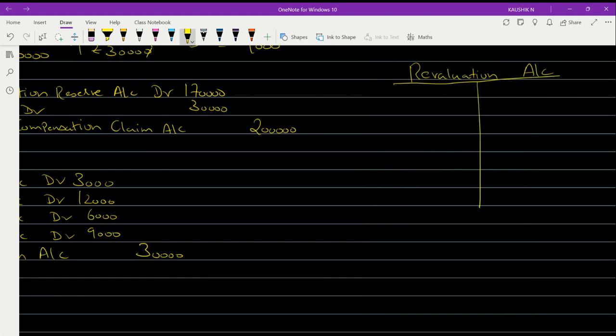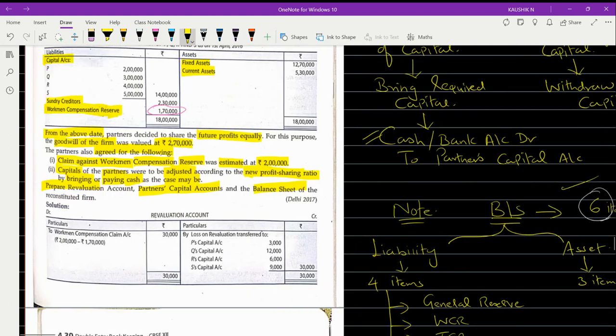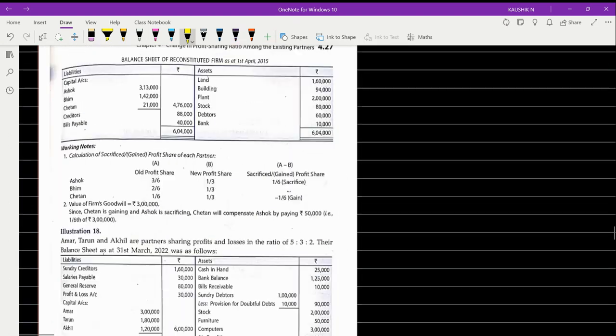Remember, the revaluation account is a ledger account, and there is one more name for revaluation. The revaluation account can also be called any idea? No idea. Okay, the revaluation account can also be denoted as the profit and loss adjustment account. It is there in our textbook also. I'll just show you, then you will have clarity.